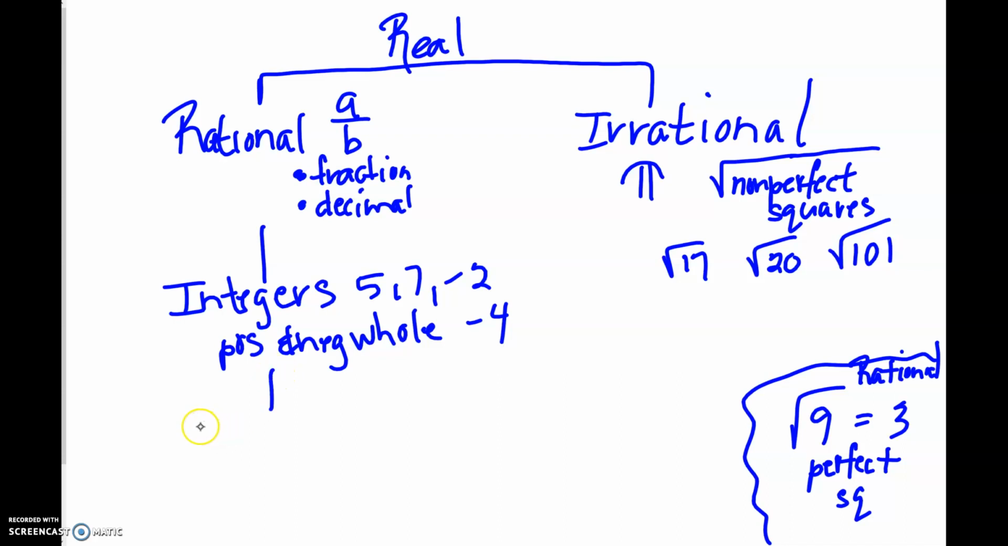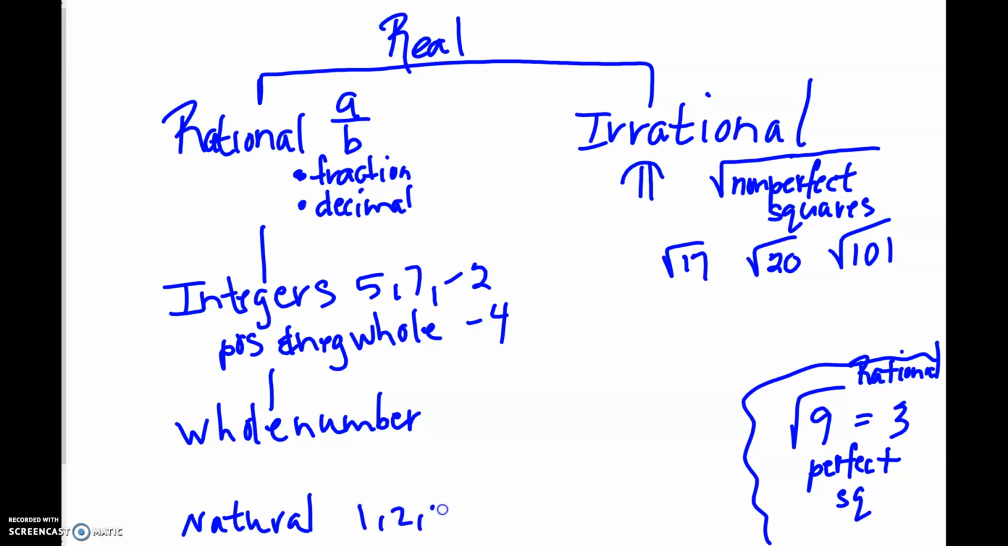Then we have something called whole numbers, and the first ones are called natural numbers. If I ask you to just start counting, you would all start with 1, 2, 3, 4, 5, 6, and so on. Those are your natural numbers. Sometimes they're called counting numbers, because you would just start counting.